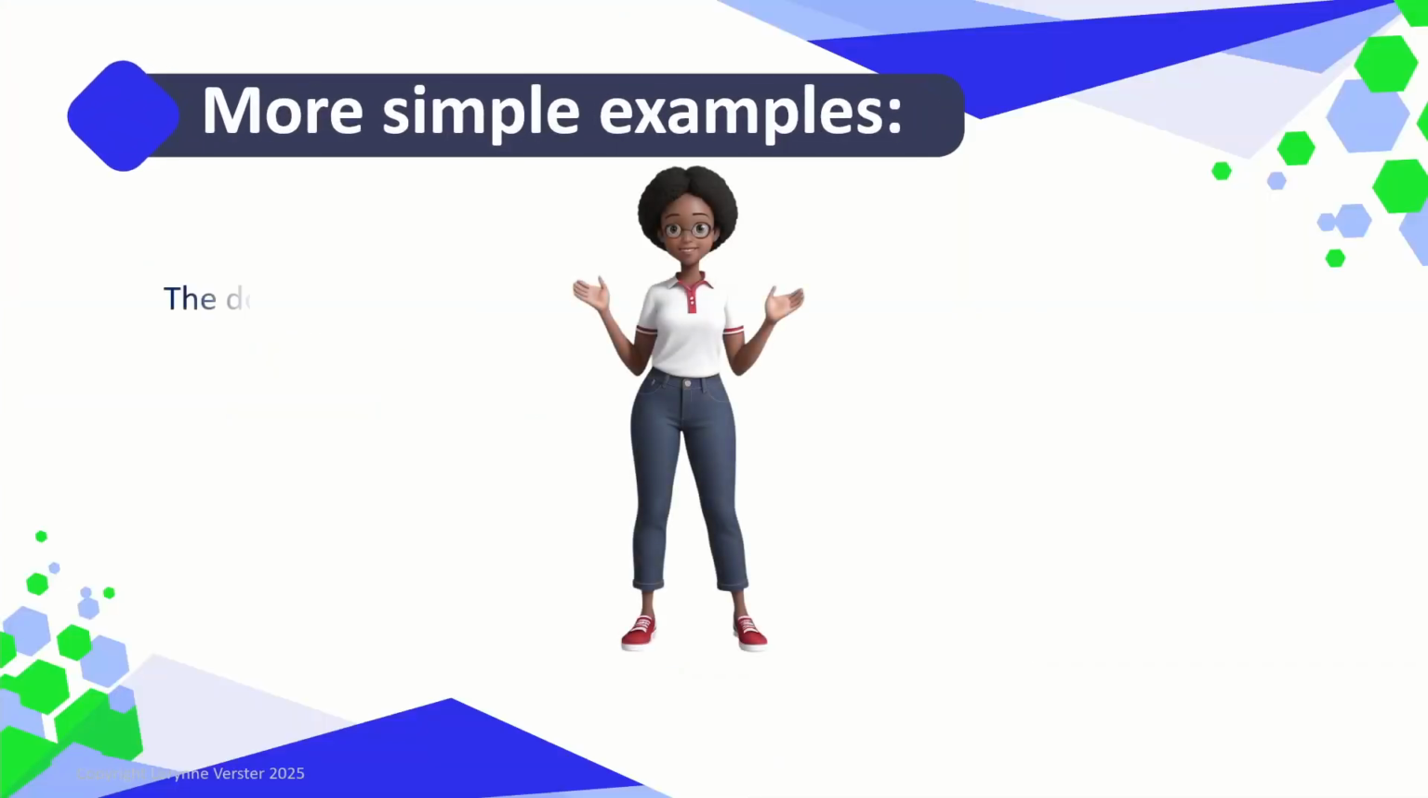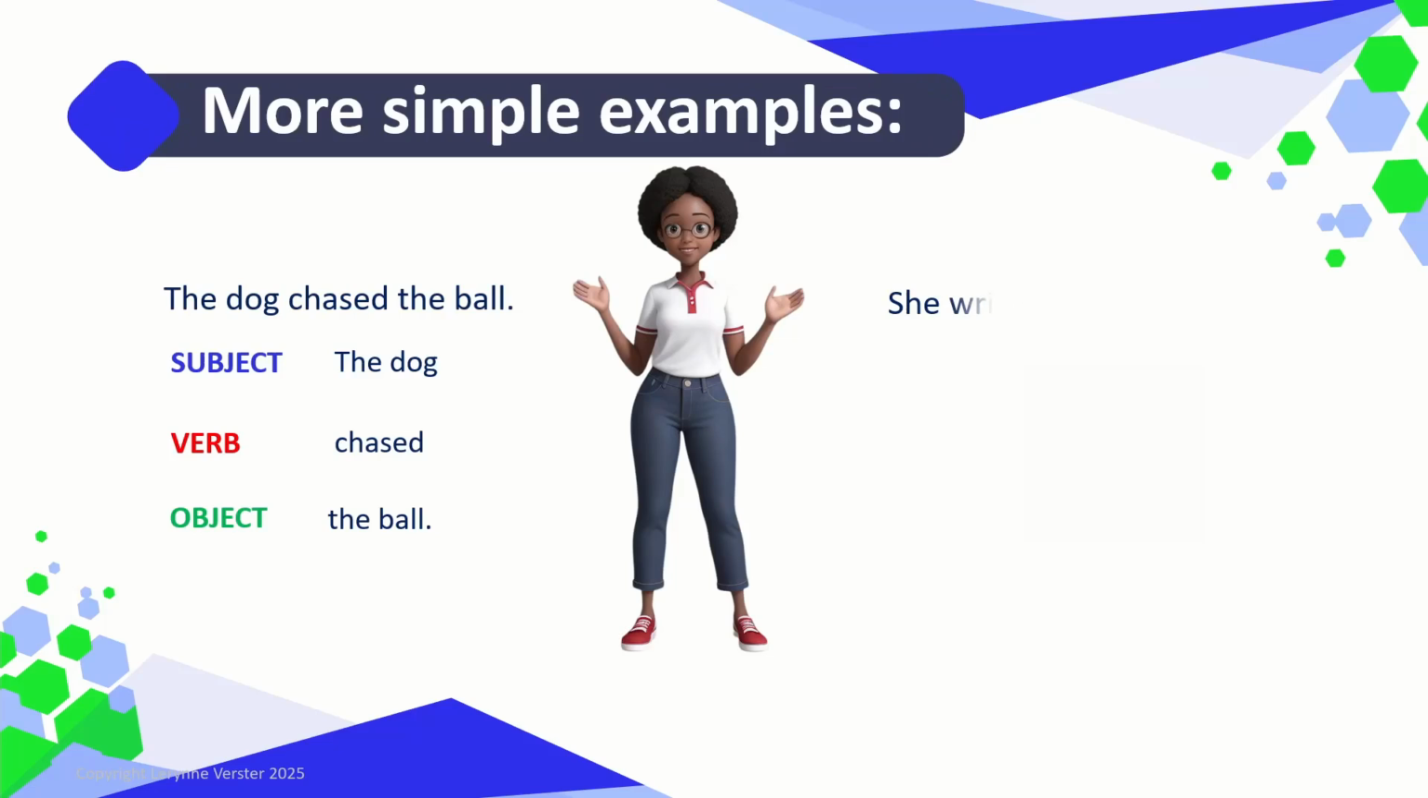Let's look at a few more examples. The dog chased the ball. Subject, the dog. Verb, chased. Object, the ball. She writes emails. Subject, she. Verb, writes. Object, emails.